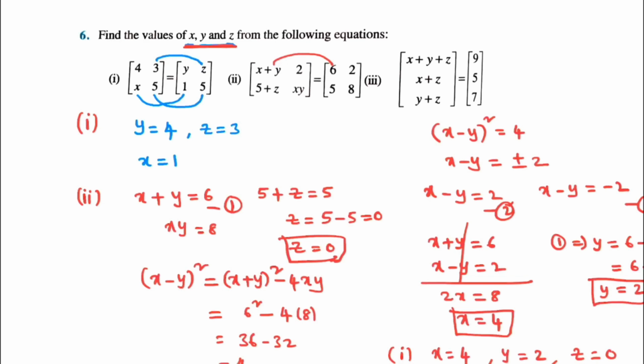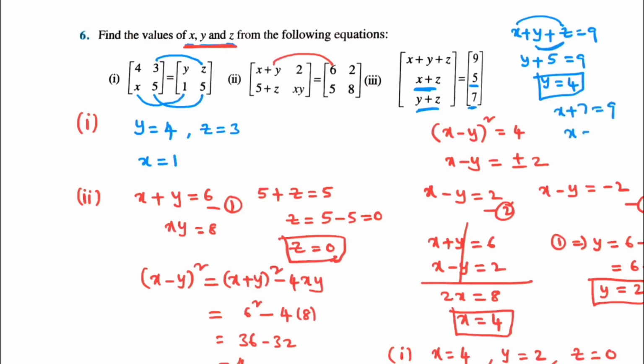Please try to understand. What is given? x plus y plus z equal to 9. You observe here, x plus z is given as 5. In place of x plus z, I can write 5. So y plus 5 equal to 9, so y is 9 minus 5, which is 4. You got the y value. Similarly, in this equation, y plus z is given as 7. So x plus 7 equal to 9, x equal to 9 minus 7, x equal to 2. So you got the x value and y value.